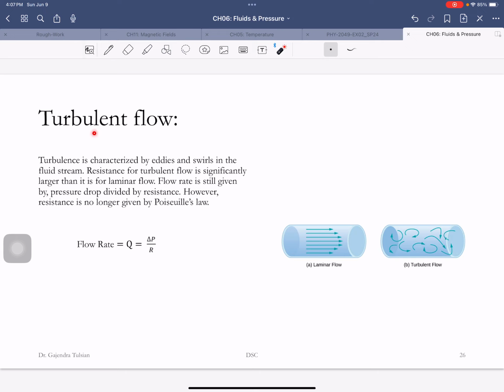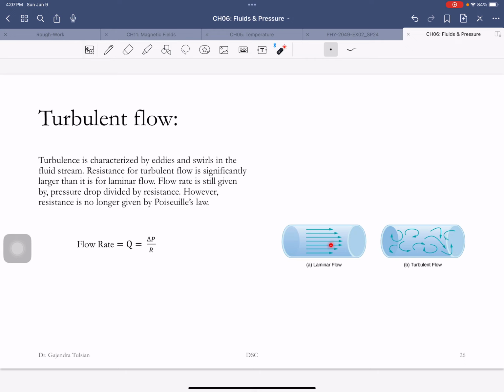So we'll talk about turbulent flow now. Okay, so this is laminar flow. When the flow is laminar, then for a given flow rate, the pressure difference has to be low. If the fluid becomes turbulent, then you have to work harder for the same flow rate. So if you want to save energy, what you want is laminar flow.